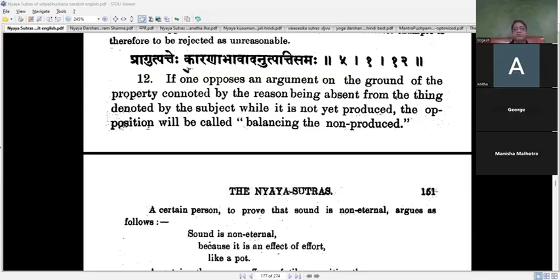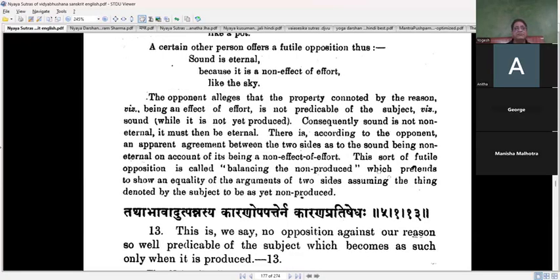And so now the cause was not present. The effect was not present then. The effect will come into play at the time of production. So applying the properties of sound after it is produced to something not yet produced cannot be used as an argument. That fallacy is balancing the non-production. This is of course answered in the sutra also. We should not try to answer ourselves.